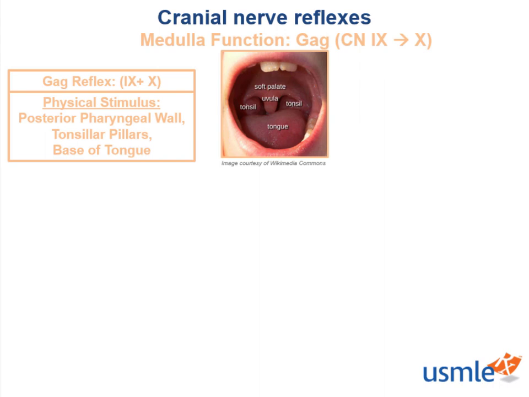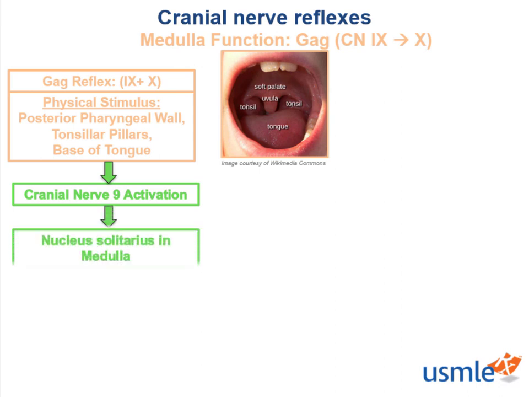This activates, intuitively, the glossopharyngeal nerve, cranial nerve 9. Why is this intuitive? Because the name of the nerve tells you everything you need to know. Glosso refers to the tongue, and pharyngeal refers to the pharynx. So, if these structures are physically stimulated, it activates the glossopharyngeal nerve, cranial nerve 9, to send signals to the nucleus solitarius in the medulla. You may know that certain medications act in the nucleus solitarius to reduce nausea and vomiting. So it also makes sense that this nucleus is part of the gag reflex, doesn't it?